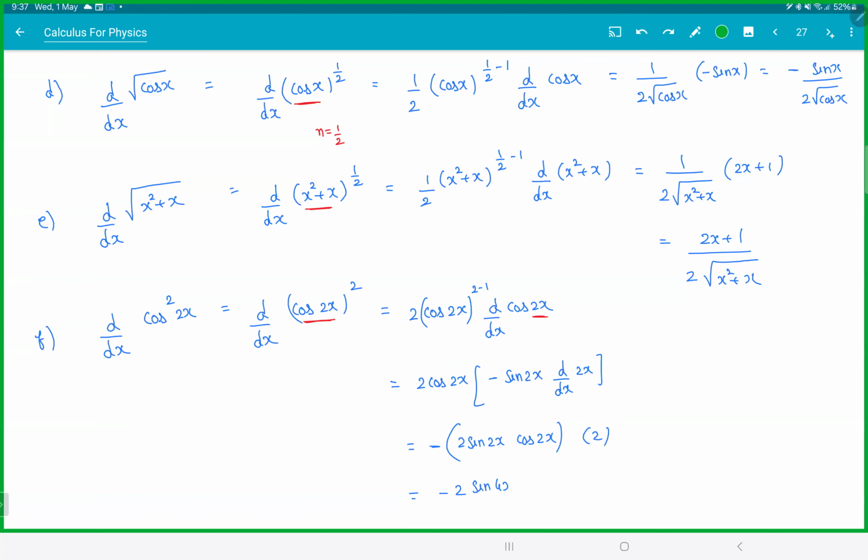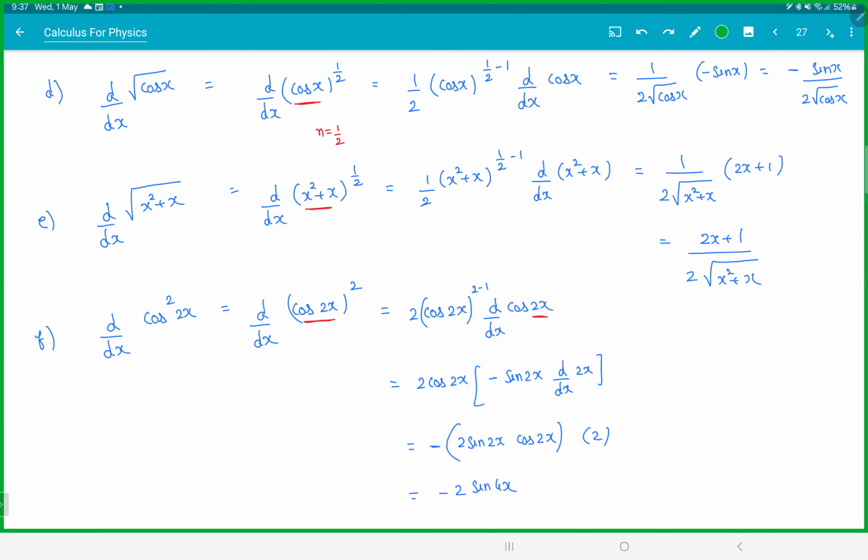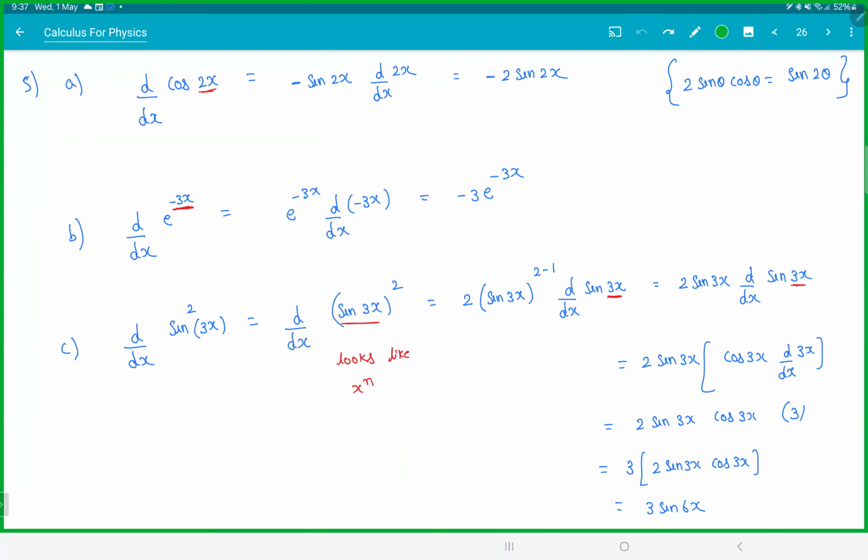And then I told you here, 2 sin theta cos theta is sin 2 theta. This you should know. So I use this thing. So 2 sin 2x cos 2x became sin 4x. Is that making sense? Still confused? Please ask me. How did sin 2x cos 2x become sin 4x? That's what I was saying. You should know this formula: 2 sin theta cos theta is sin 2 theta.